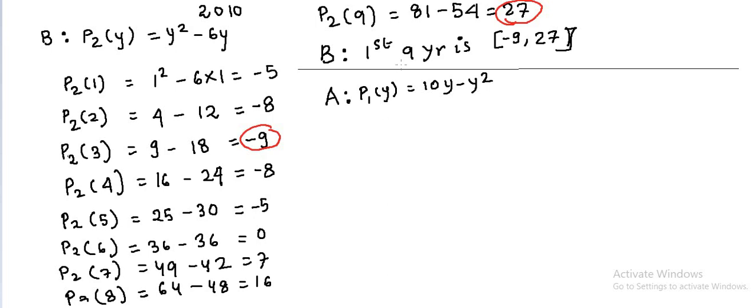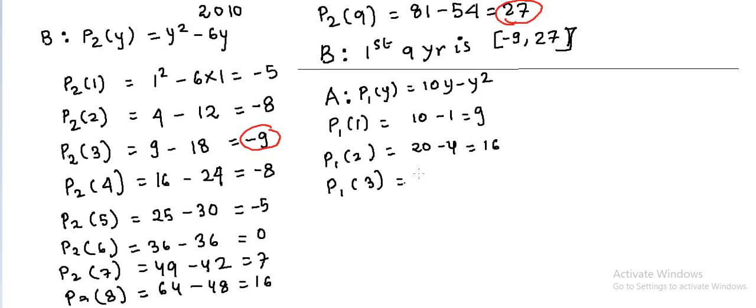You can do the calculation. I already said that you have to find the values for the first 10 years, so start putting the values from y = 1 to 10 and check what your range is. I have already calculated the values. P1(1) is equal to 10 minus 1, which is 9. P1(2) is 20 minus 4, which is 16. P1(3) is 30 minus 9, which gives you 21. P1(4) is 40 minus 16, which gives you 24.